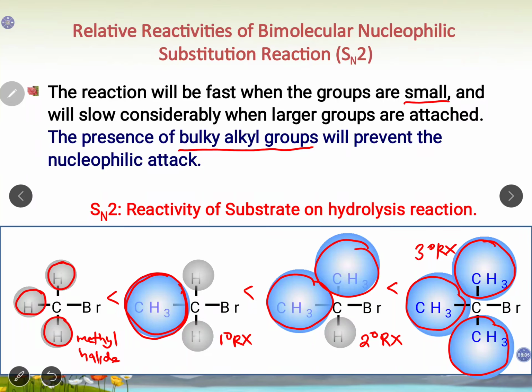So, the SN2 reactivity of substrates in a hydrolysis reaction. Hydrolysis reaction means we react the haloalkane with the nucleophile OH minus. So what happened here? The methyl halide is more reactive towards SN2 compared to primary halide, compared to secondary halide, compared to tertiary halide.